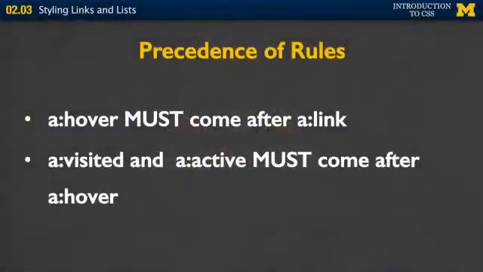But before I do, once again, we're coming back to this idea of precedence. Cascading style sheets are very big on this. If you decide that you want to use these different states, there are a couple rules you need to remember when you're writing the rules, or writing your style sheets. One, if you're going to use a hover, it must come after a link. And next, a visited and an active, they must come after a hover. So there's just this kind of hierarchy that's going on while you're coding your pages.